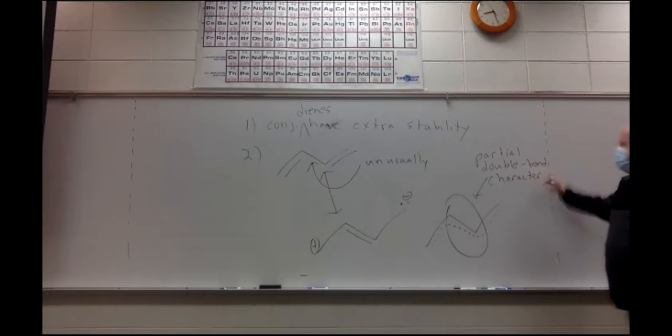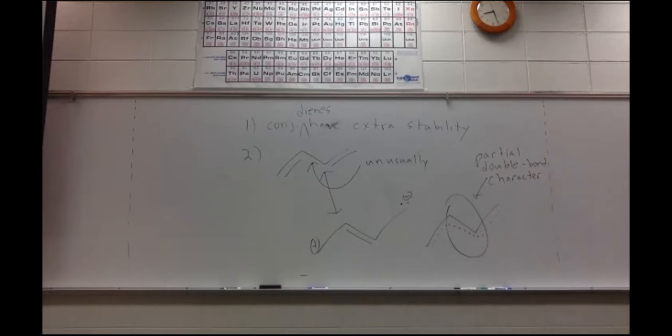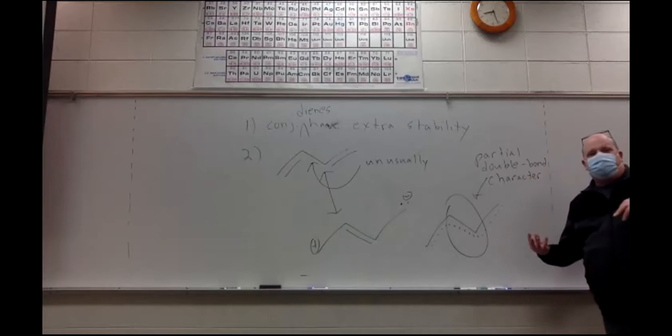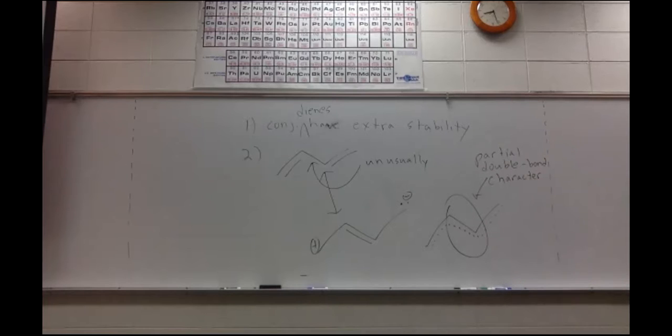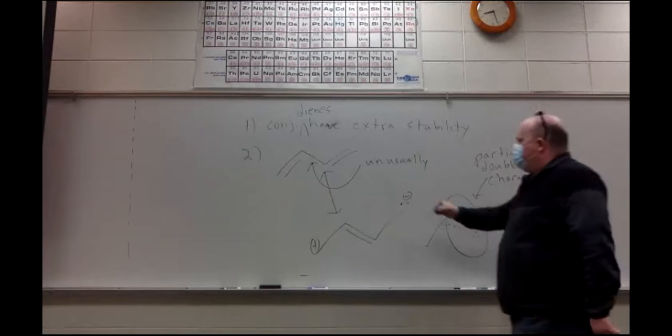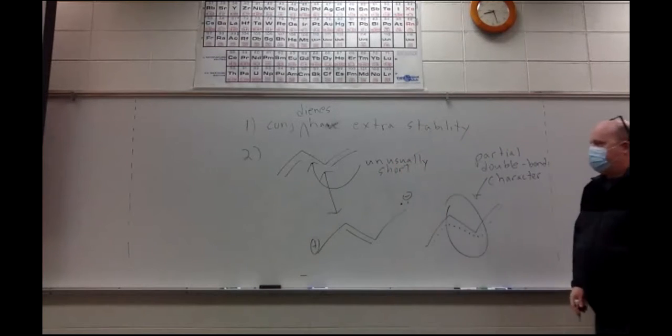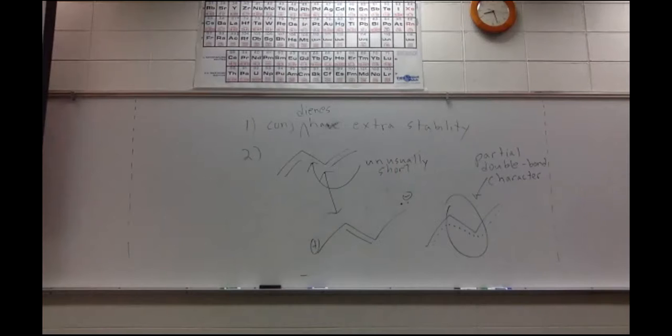Even though we usually represent it as a single bond, you can kind of think of it like this. It's got to be ready at a moment's notice to become a double bond, right? So it's got some characteristics of a double bond, some characteristics of a single bond. So that's why this one is unusually short: it's actually got partial double bond character.